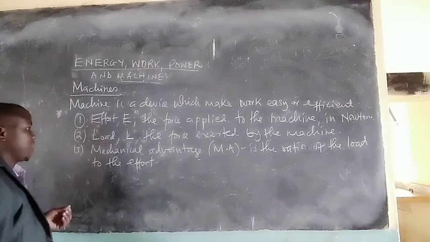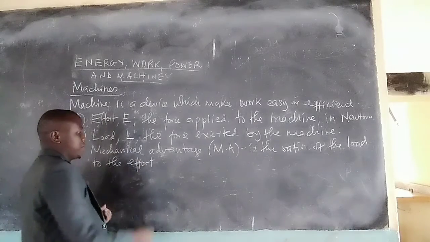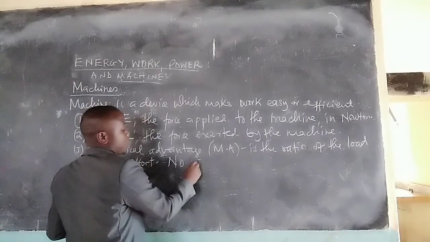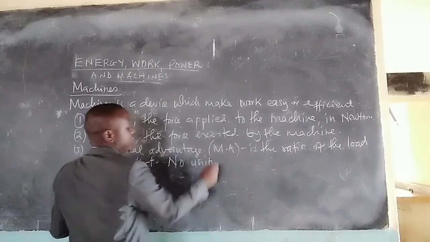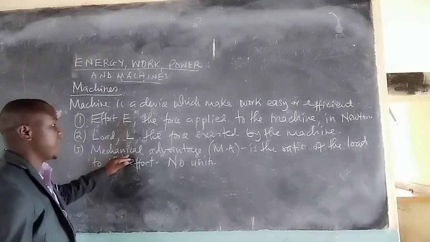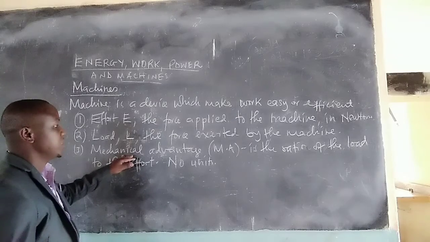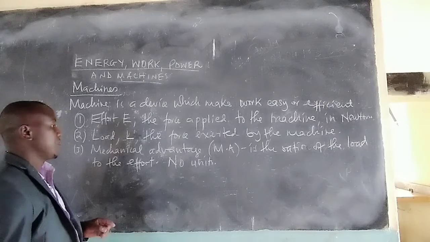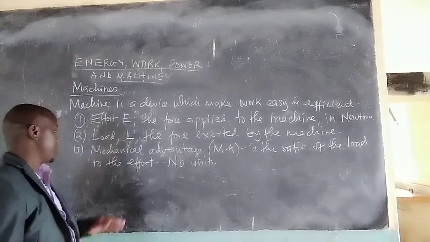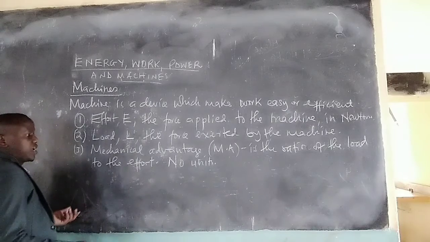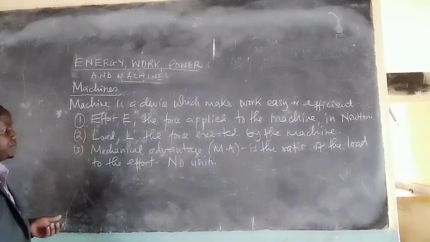The ratio of the load to the effort. Since it's a ratio, mechanical advantage will have no units. So the mechanical advantage of a machine is given as the ratio of the load to the effort in the machine.